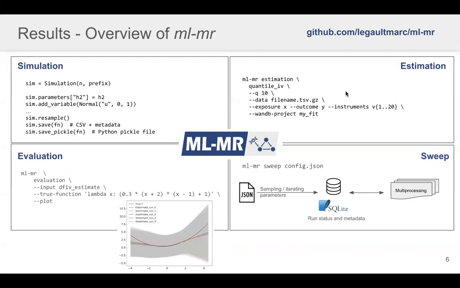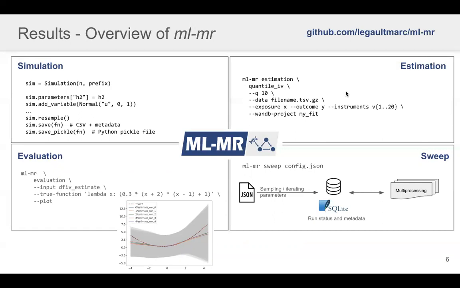Here we can see how these models work in practice with example commands. The simulation model is convenient because it allows resampling easily to get simulation replicates, and you can save the data as either CSV files or Python pickle files to share models easily with colleagues. The estimation module provides a very simple interface to the complex algorithms that are implemented. In this example on the top right, we fit Quantile IV using 12 quantiles to estimate the conditional density, and we use a TSV file as the input.